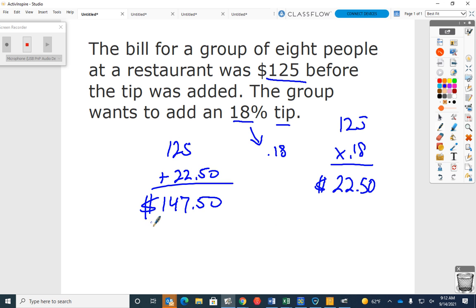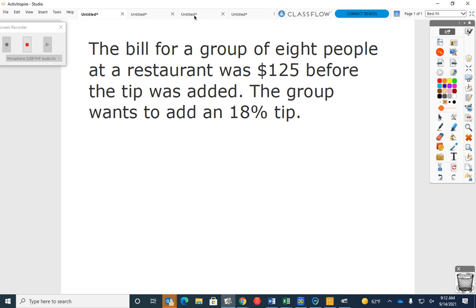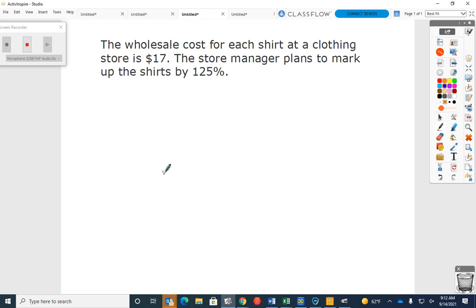Good. Okay. Does this first part make sense? Pretty easy, right? Okay. Let's take a look at another one. Now, what's different about this one? This says the wholesale cost for each shirt at a clothing store is $17. The store manager plans to mark up the shirts by 125%.